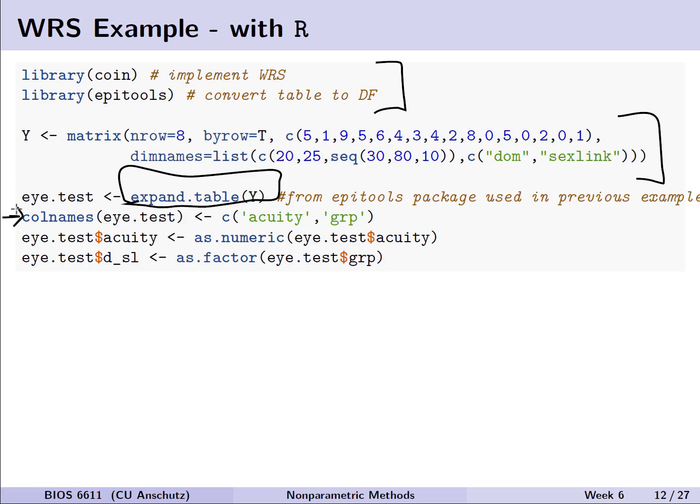Two little tweaks we then should note as well, just based on how the data needs to be set up for the coin package's Wilcoxon rank sum function, is that we want our acuity to be a quantitative trait. So again, that is the 20, 25, 30, up to 80. But we then need to define our group membership as a factor variable. Otherwise, we'll get an error kicked back.